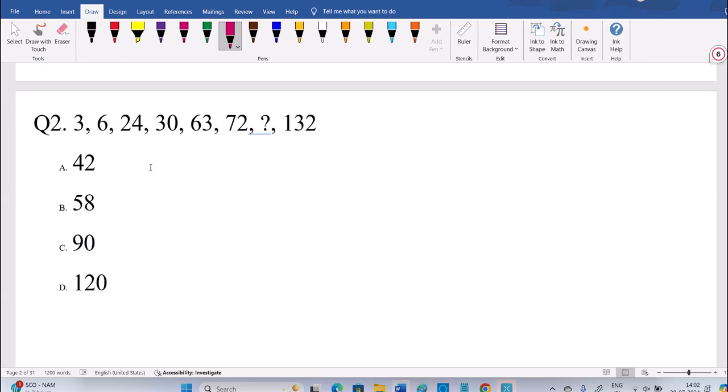Right. Now let's see this number series. Here they gave 3, 6, 24, 30, 60. What's the answer? Missing number. The answer is 120. Okay. Check out the link between these numbers. They gave 3, 6, 24, 30, 63, 72, an unknown number, then 132.